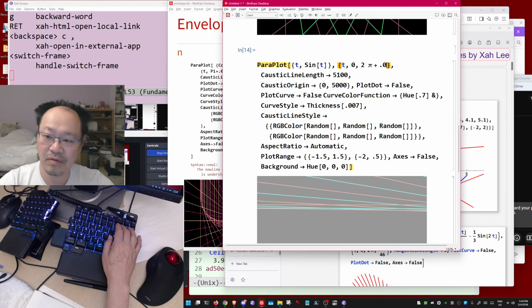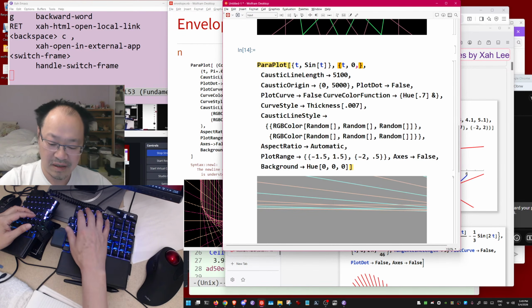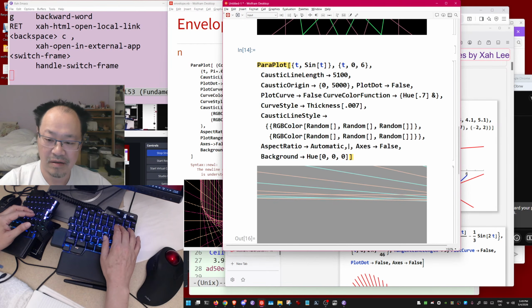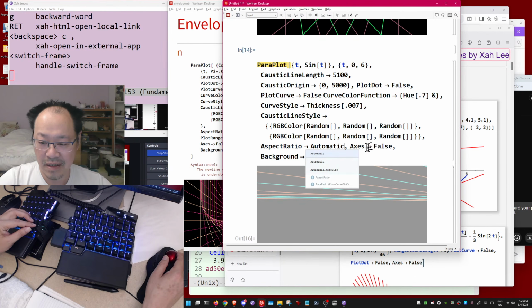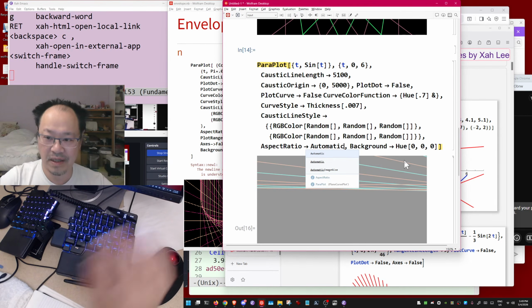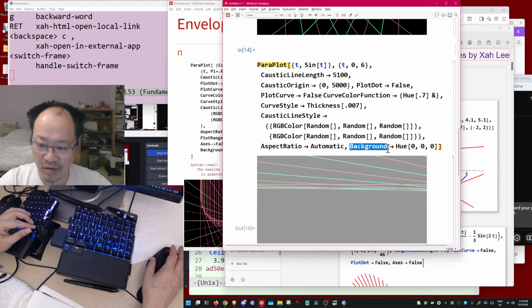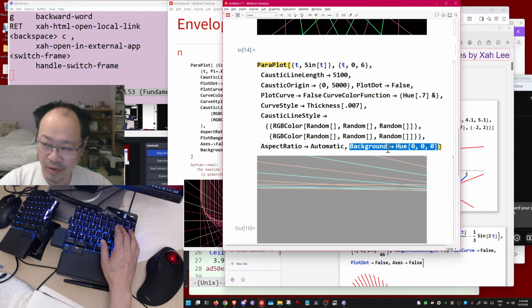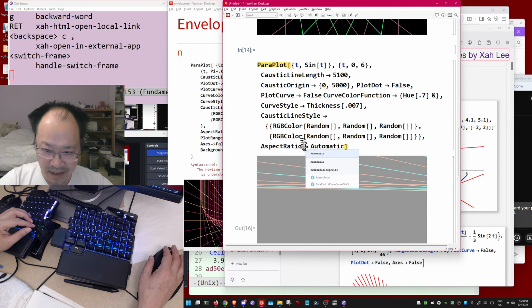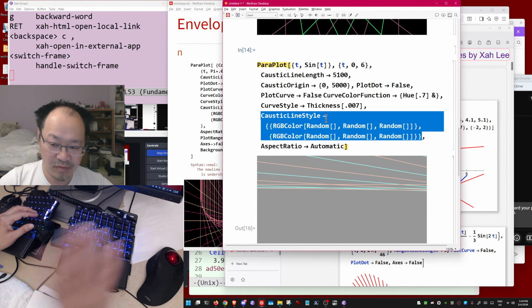Delete t to 6, and caustic style, plot range deleted. Axis false deleted. By default, axis is true because we want to see the axis. Background hue 0, 0, 0 means black. I don't want black. Make it white by default. Aspect ratio automatic, that's good. Caustic line style, we don't want.